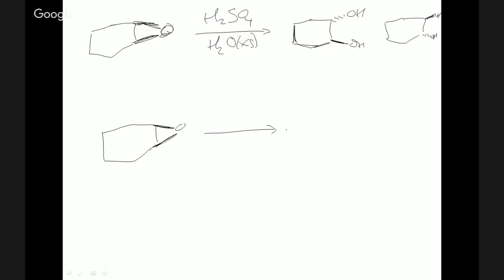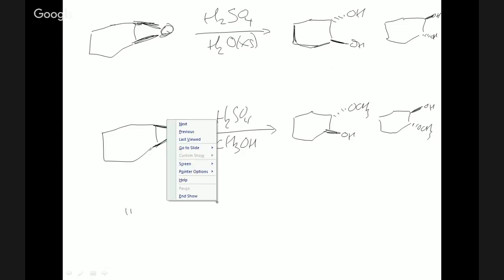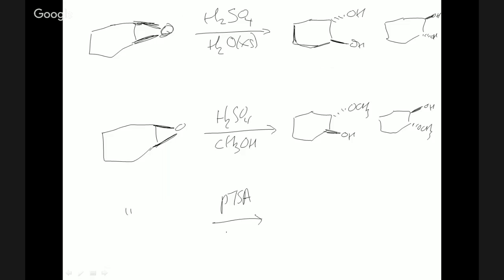save that for class. Then you can add H2SO4 with methanol. Same idea, but now it's methanol. You get two enantiomers of this trans product. Okay, you can do the exact same reaction with PTSA, para-toluenesulfonic acid, with methanol or ethanol or whatever. We'll go over some of this in class, and you get the same products if it's methanol again. So look into that a little bit.